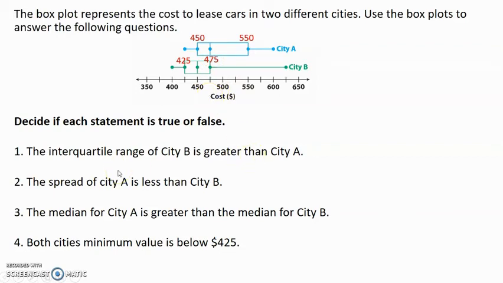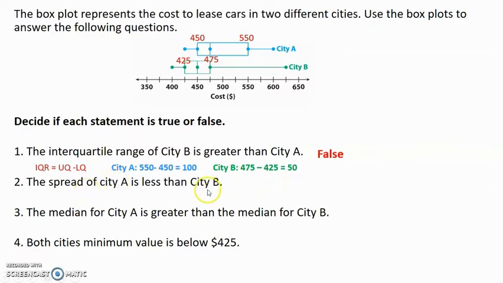So now let's find the interquartile range. That is the upper quartile minus the lower quartile. For city A, that is 550 minus 450, which is 100. And for city B, that's 475 minus 425, which is 50. Now let's go ahead and compare. It says that city B is greater than city A. So is 50 greater than 100? No, so that's false.